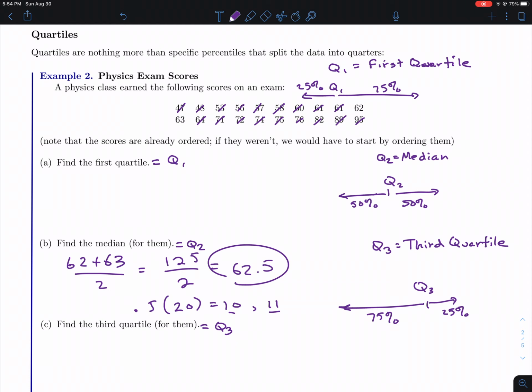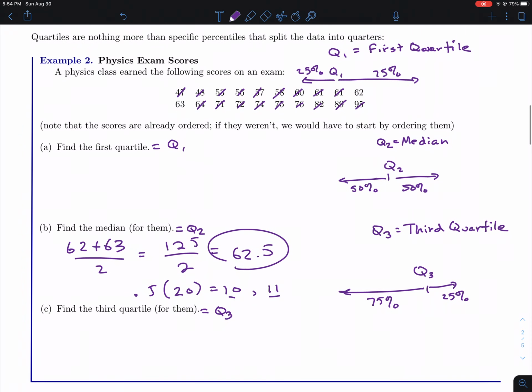All right, so the quartiles, you can actually do the exact same way that I did the median. So for example, let me erase this real quick.